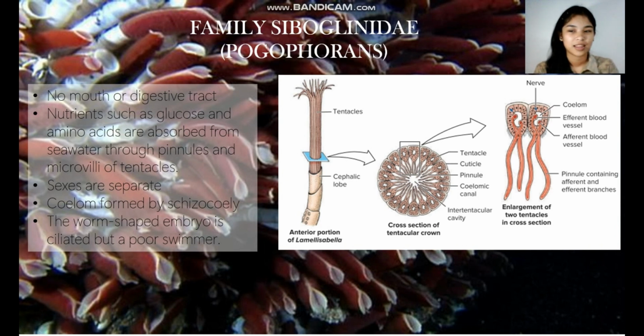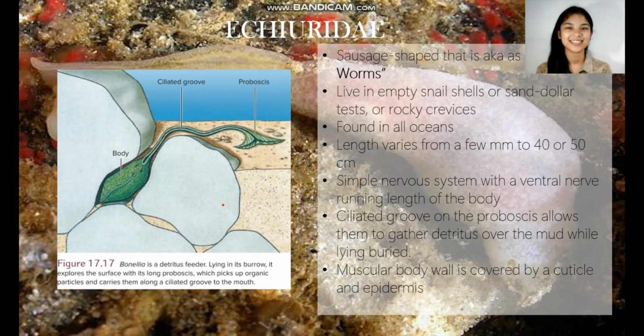Then, they don't have a mouth or a digestive tract, and nutrients such as glucose and amino acids are absorbed from seawater through their pinnules and microvilli of tentacles. Then, next, let's tackle Echiuridae.